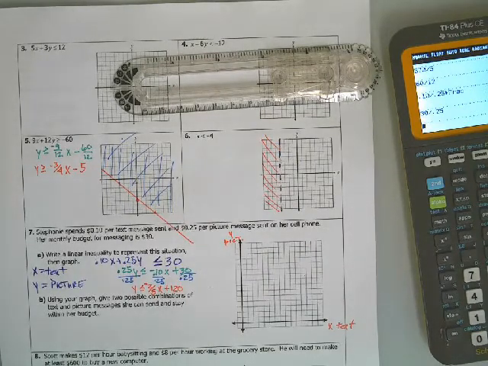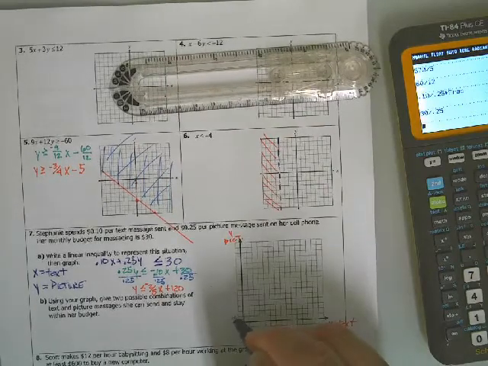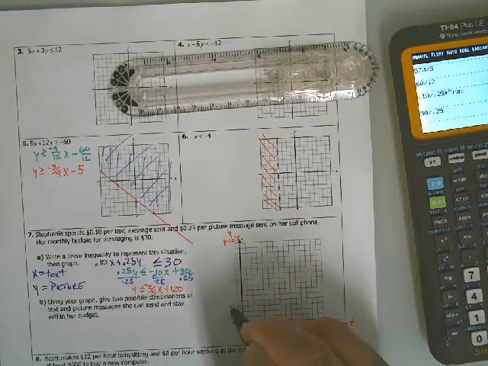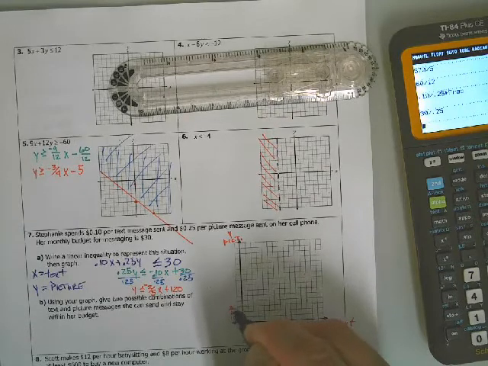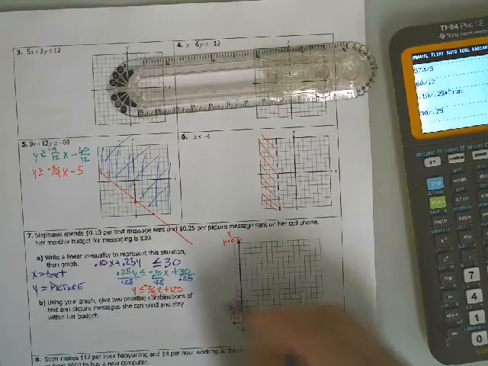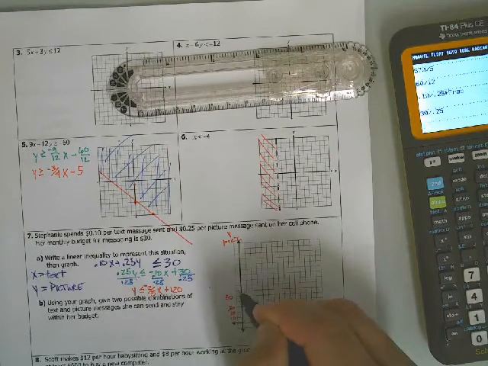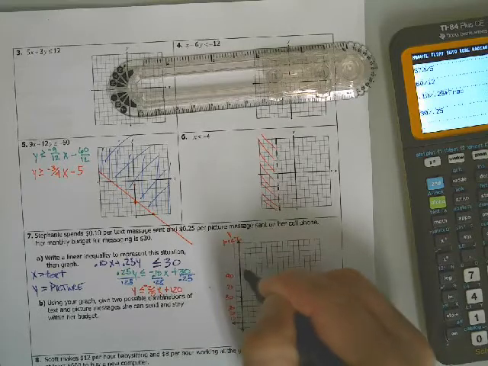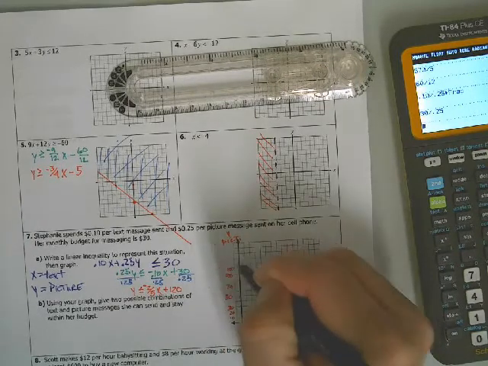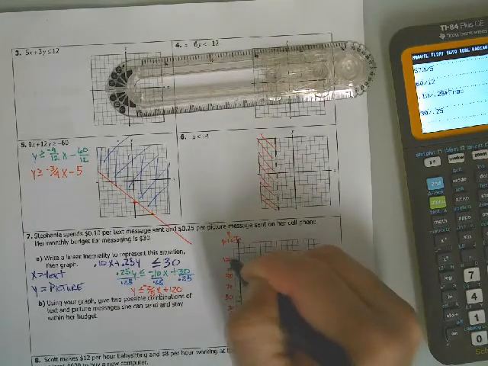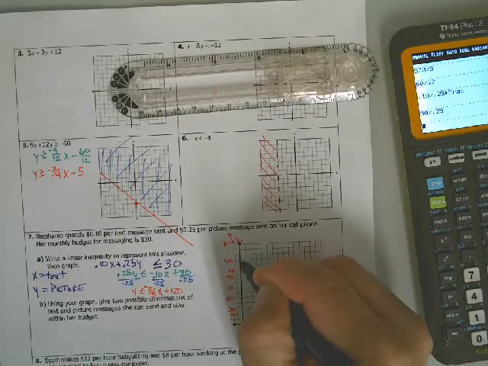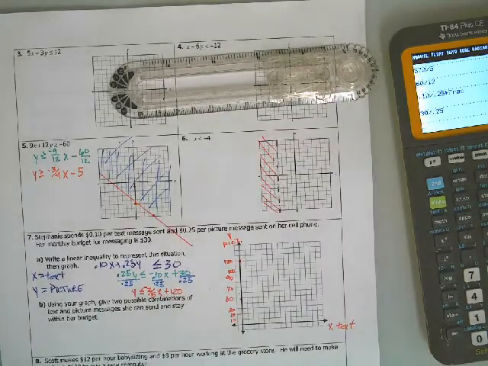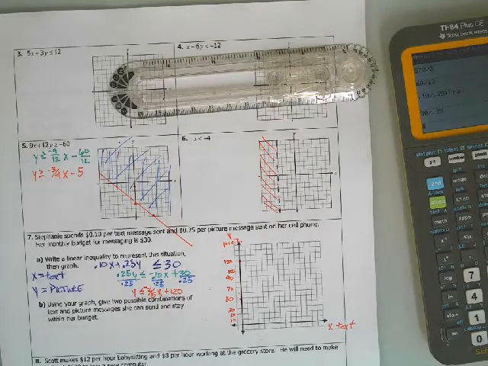So if I use something like 10 for each one, 10, 20, 30, I think we're okay. 40, 50, 60, 70, 80, 90, 100, 110, 120 is right here. So my y-intercept is 120, right? And my slope is negative 2 over 5.